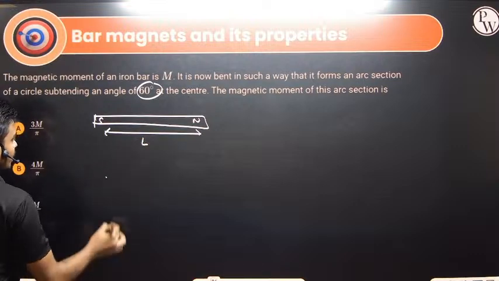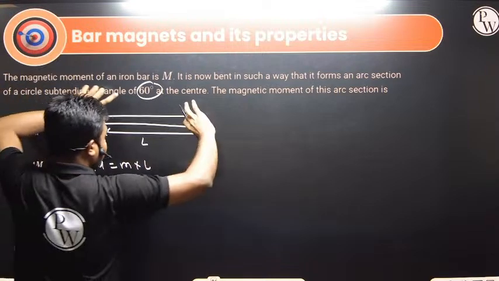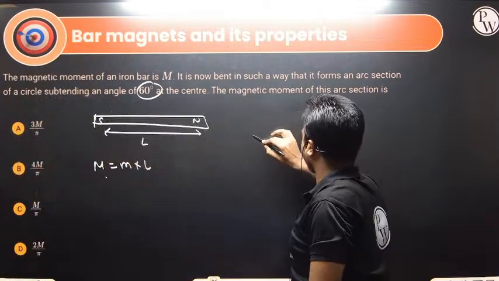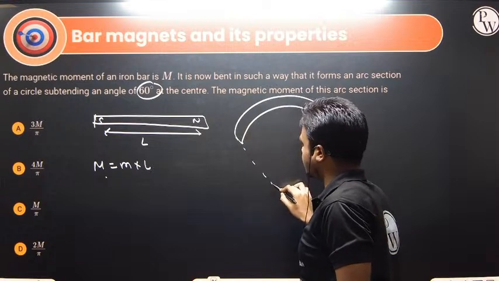Okay, so what is the magnetic moment? Here I can write M multiplied by L. Now what we are doing is bending it in such a way that it forms an arc section. And what is that arc? How much angle is it subtending at the center?